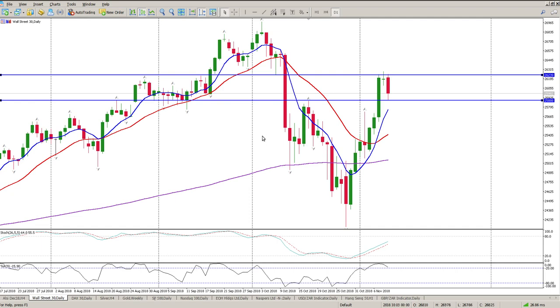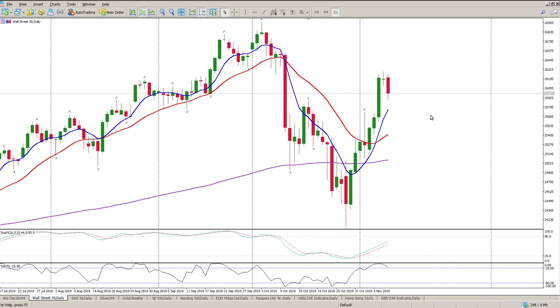So let's just reiterate: daily, 4-hour, 1-hour. Those are the time frames that we are looking at. I'm just going to delete the noise here.